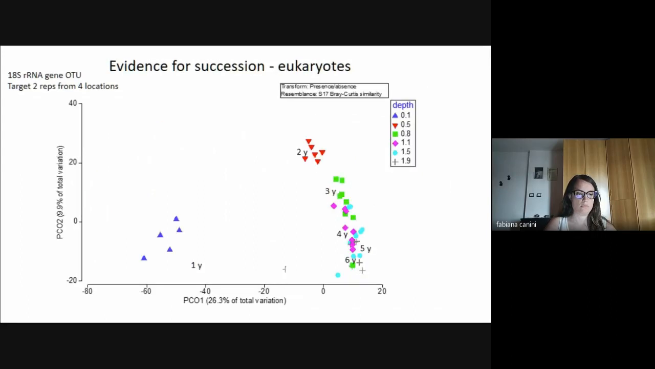The same is true for eukaryotes. Here again we've got the same samples, but we're looking at eukaryotes. We're looking at the change from 1 year, very quick selection process through to 2 years, and then we end up with this very similar gradual succession process through to by the time we get 4, 5, 6 years old, the communities are indistinguishable from each other.